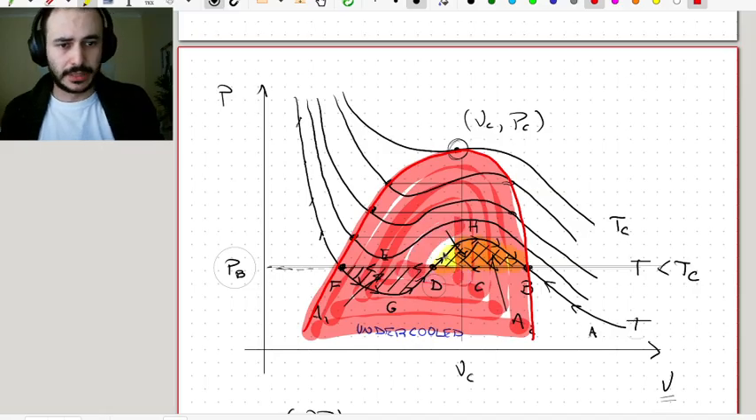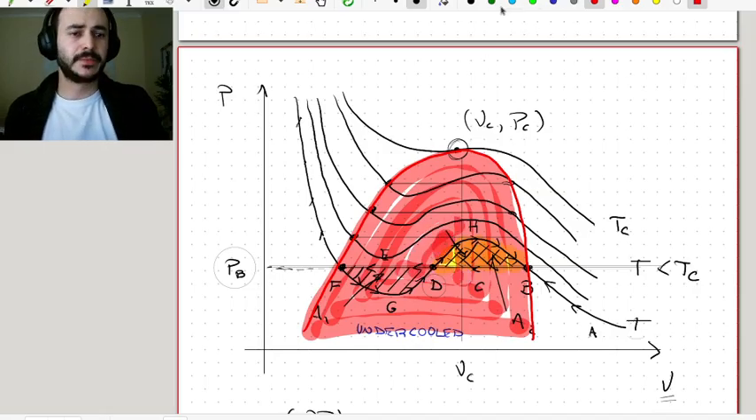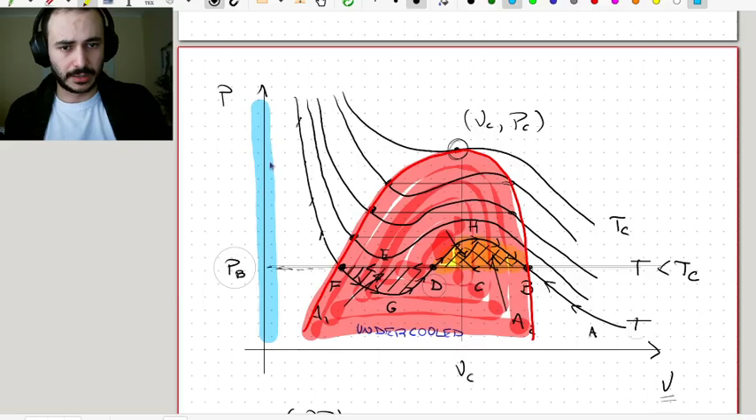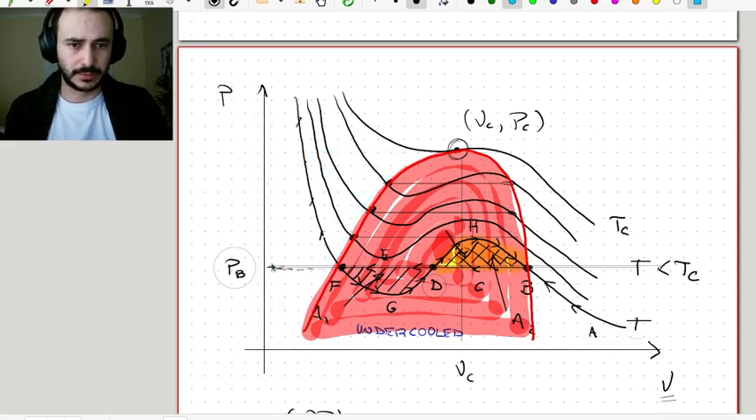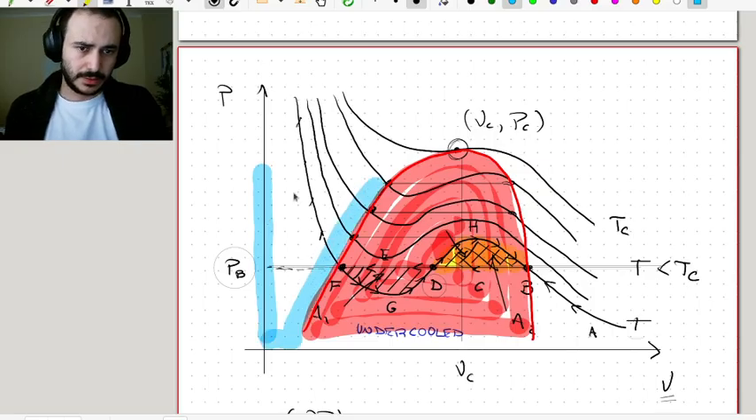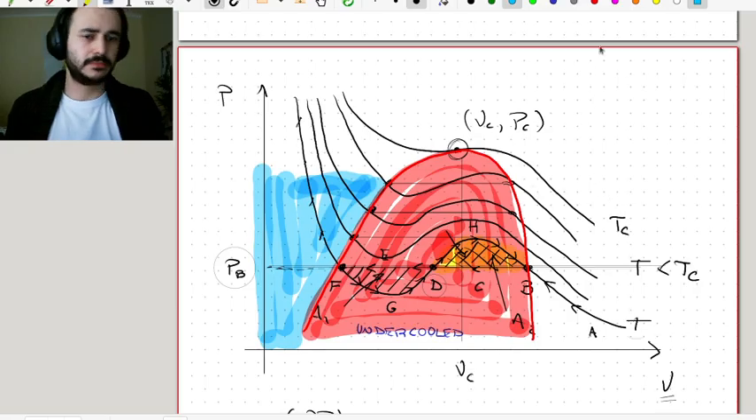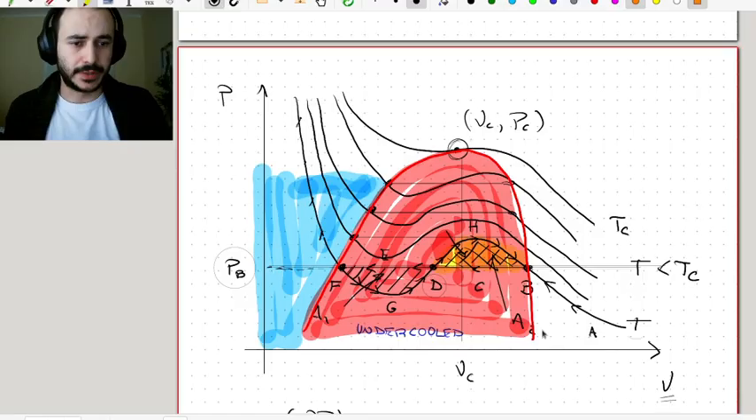And to the left of this red area, there's just liquid. If you are anywhere here, you are in the liquid phase. So here, your van der Waals fluid has turned liquid. And if you are to the right of this area, you are in the gas phase. Let's just draw this in yellow, for instance.